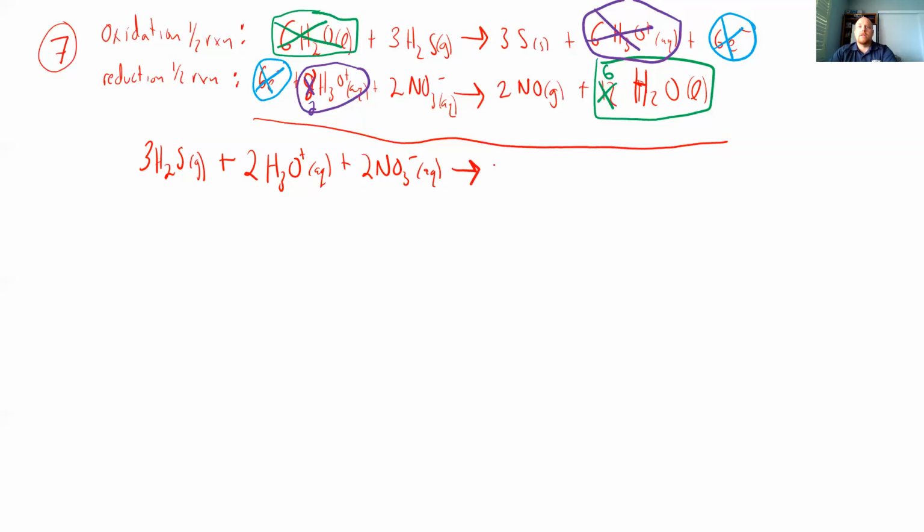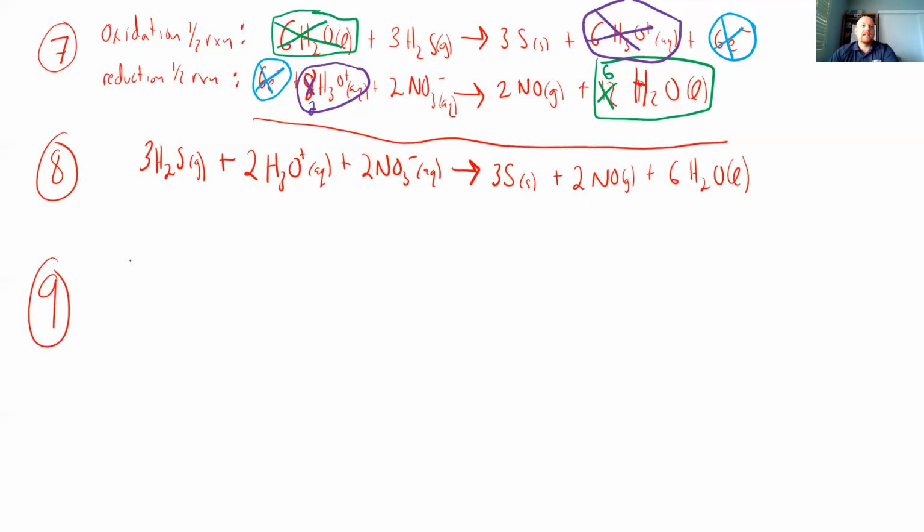Now I've got 3 sulfurs. Make it legible. Here we go. Sulfur, solid, plus. Looks like that takes care of all of the products in the first equation. So plus 2 NO gas, plus 6 H2O liquid, and that takes care of everything. And so I've gotten rid of all of my superfluous elements, ions, compounds, and so now I can add these up. So that was step 8, was recombining those half reactions.